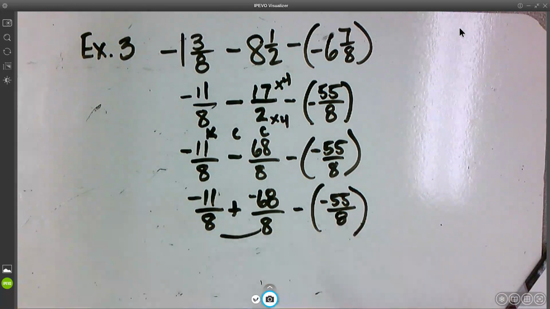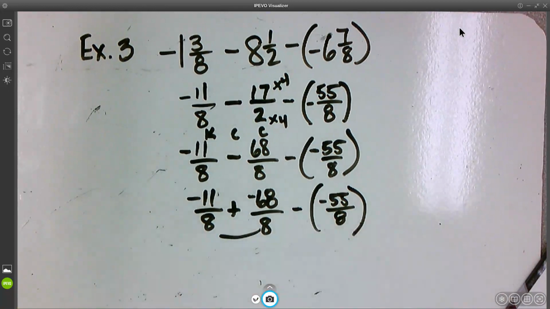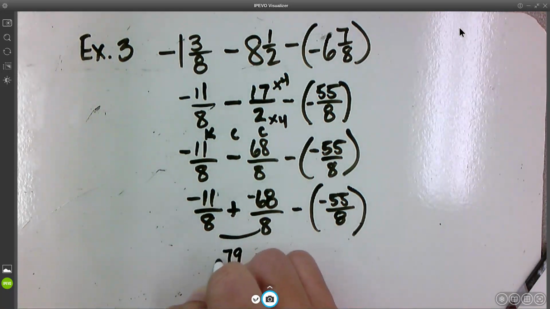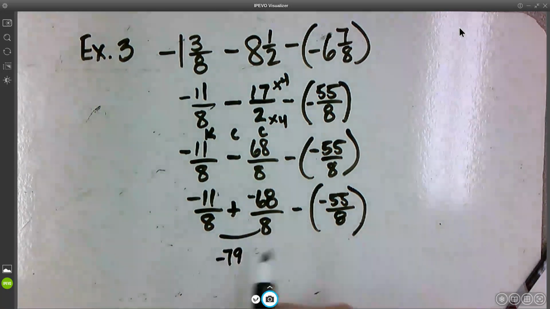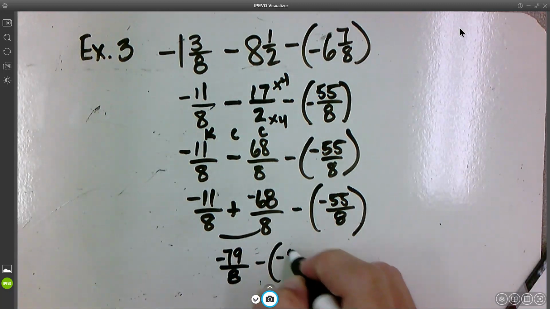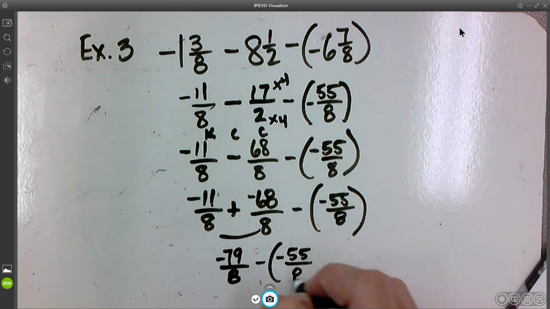So we're going to add these 2 numerators, and they have the same sign, so you simply add and keep the sign. So 68 plus 11 is 79, which is a negative because we keep the sign, over 8. And bring down the rest of the problem. This was a long one.